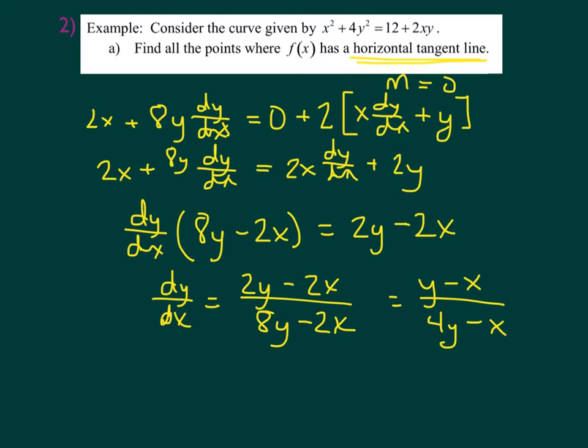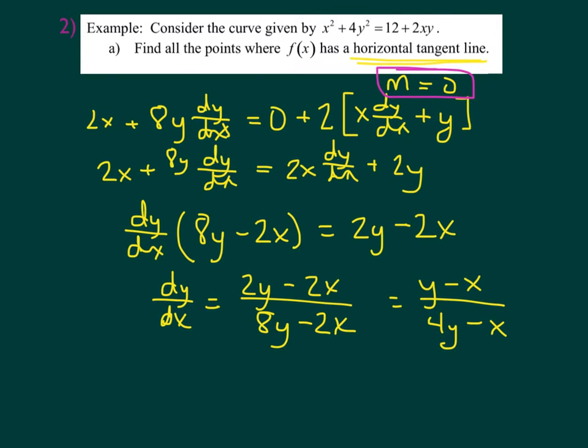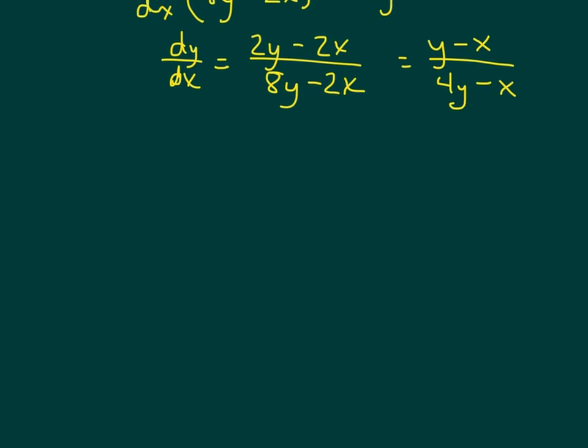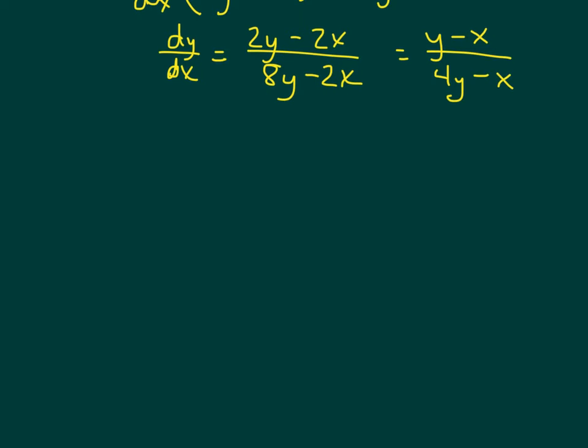Okay, so now remember, the next thing I need to do is set that slope. The whole thing I was doing was finding the slope so that I could set it equal to 0. My slope has to equal 0. So I'm going to take this slope, y minus x over 4y minus x, and set it equal to 0 over 1. Which of course would mean I would cross multiply and I would just end up with y minus x is equal to 0, or y is equal to x.